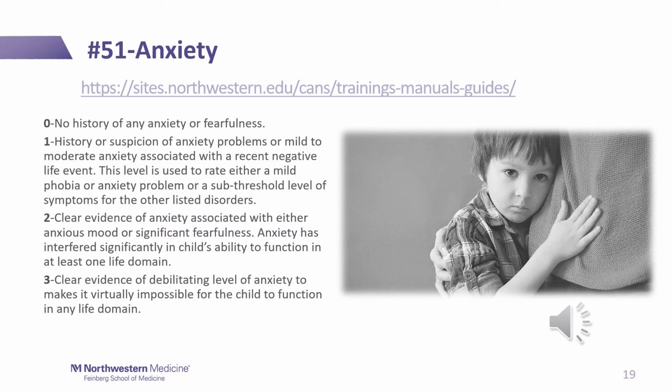This level is used to rate either a mild phobia or anxiety problem or a sub-threshold level of symptoms for the other listed disorders. A 2, moving into the actionable items, is a clear evidence of anxiety associated with either anxious mood or significant fearfulness. Anxiety has interfered significantly in the child's ability to function in at least one life domain. And a 3 is a clear evidence of debilitating level of anxiety, making it virtually impossible for the child to function in any life domain.